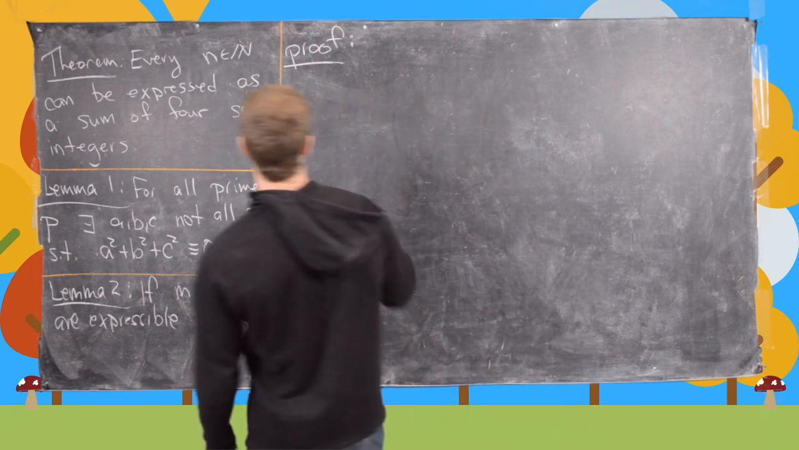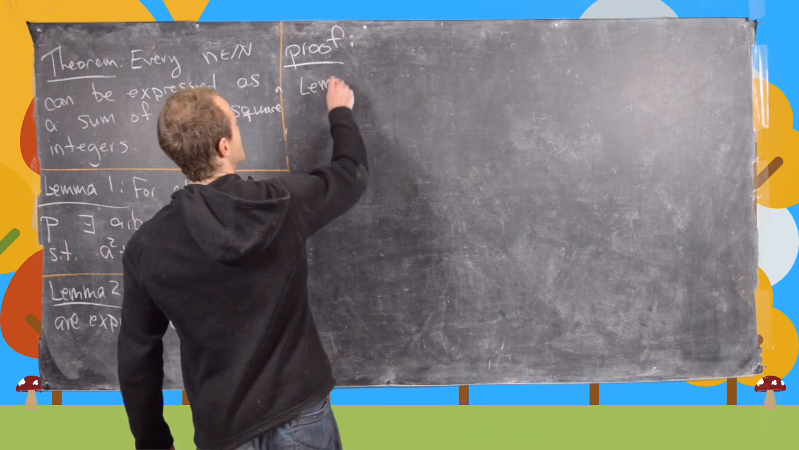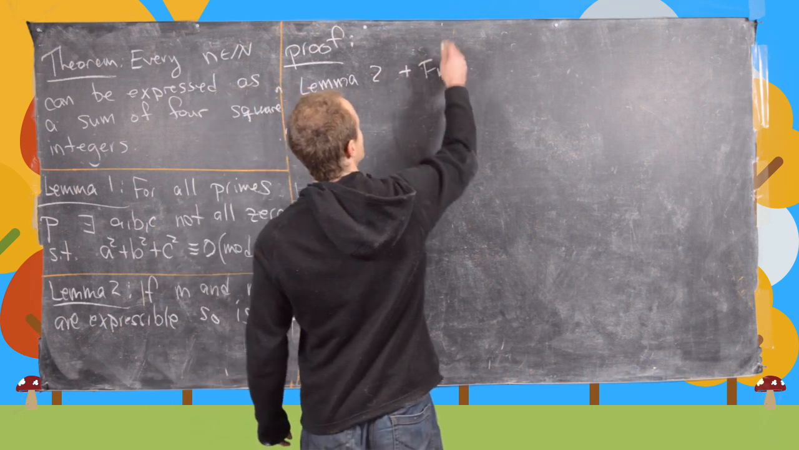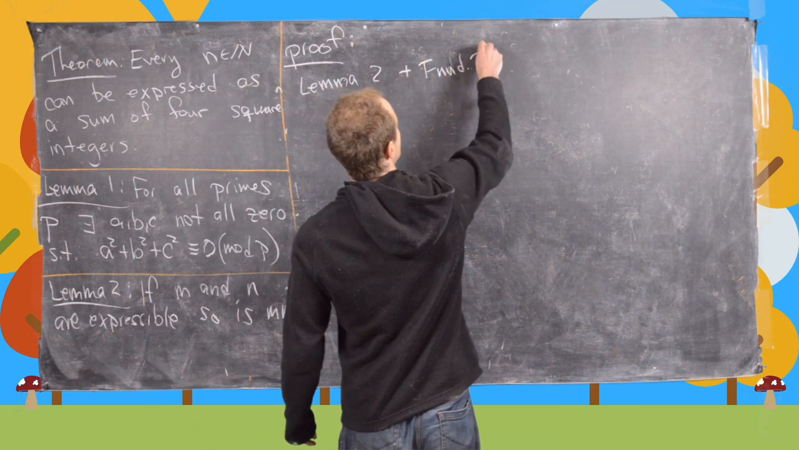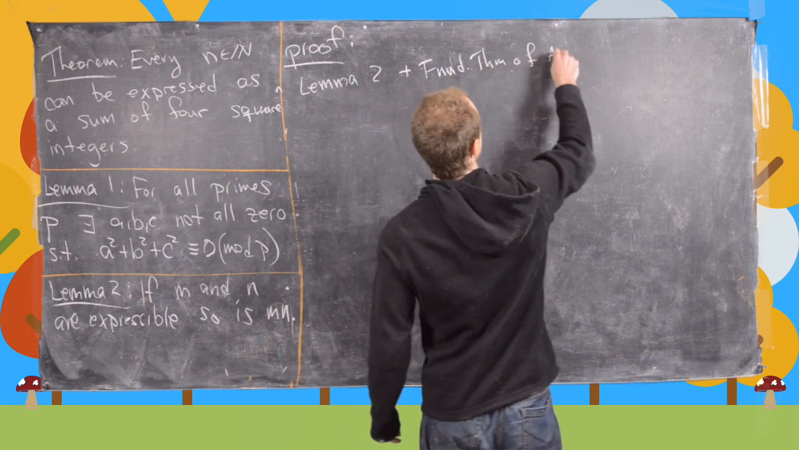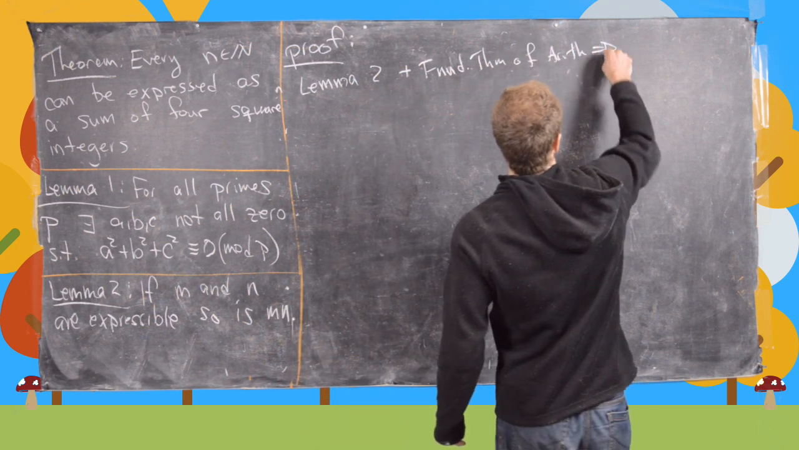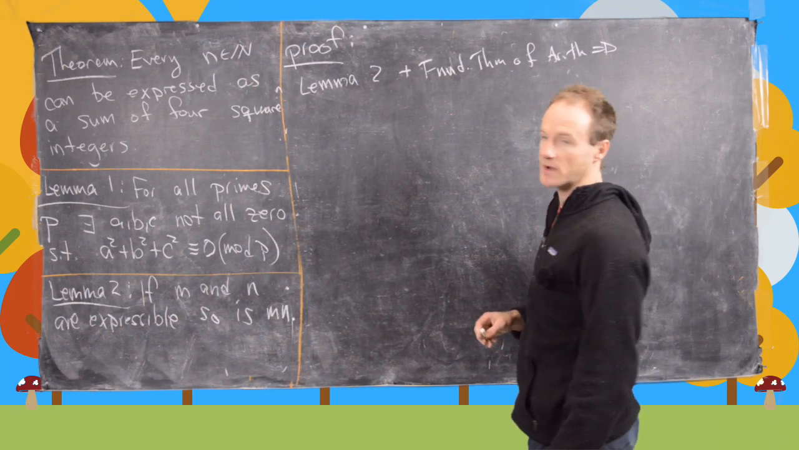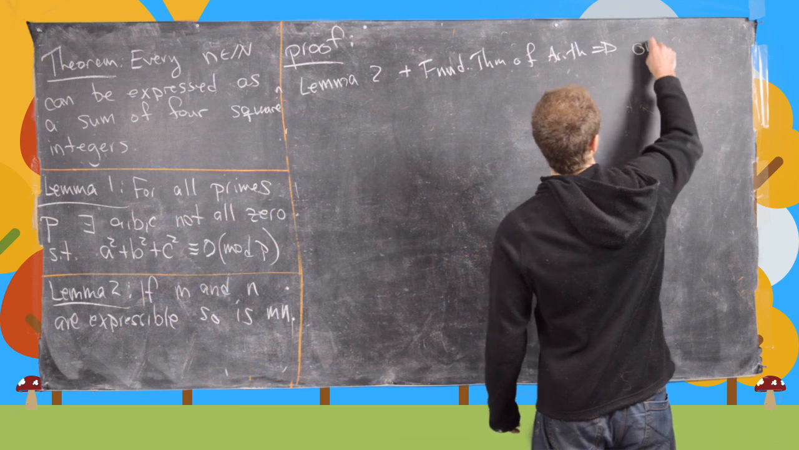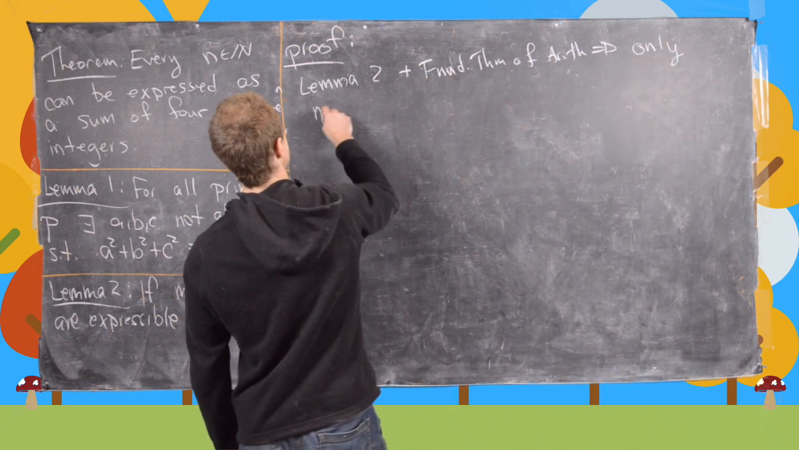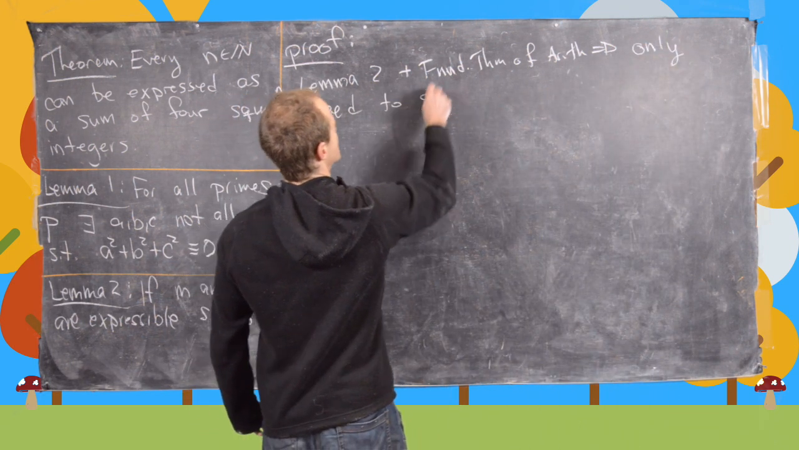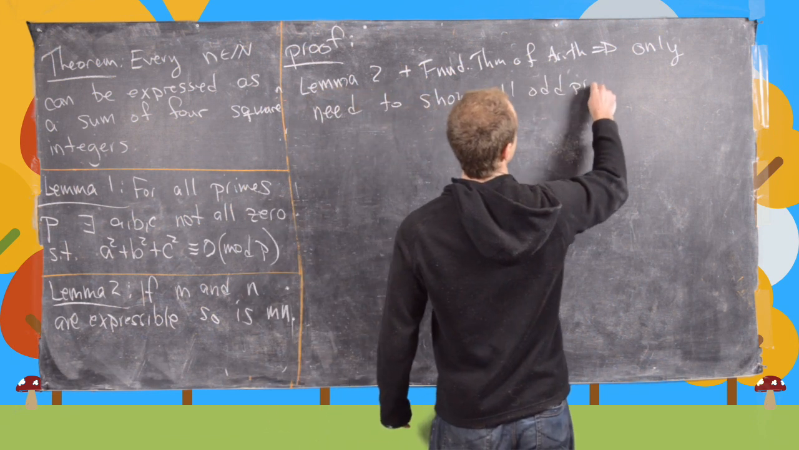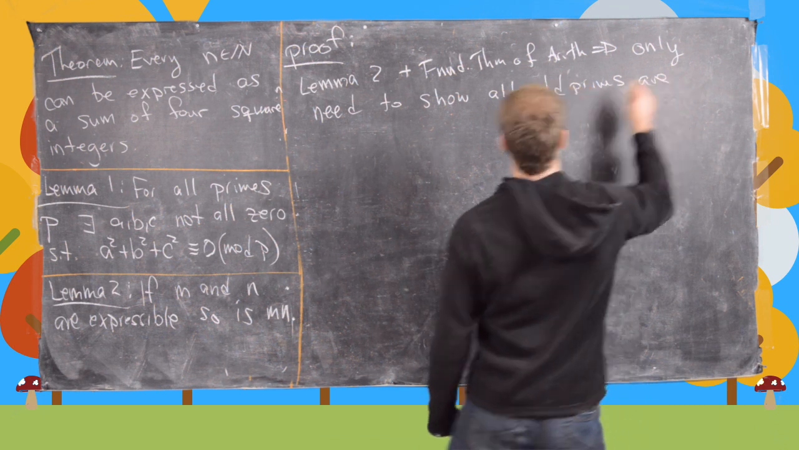And so now notice lemma 2 down here plus the fundamental theorem of arithmetic means that we only need to show that every odd prime is expressible.